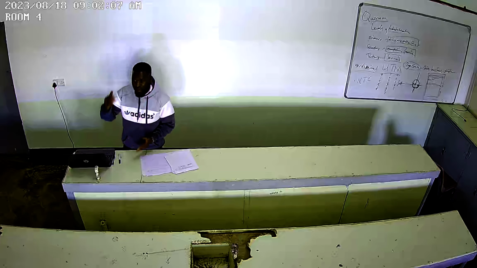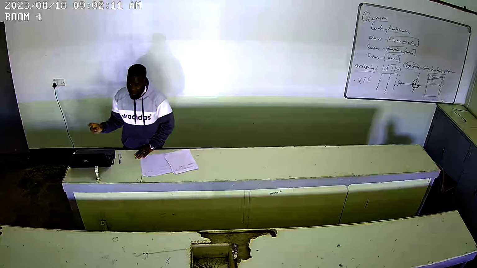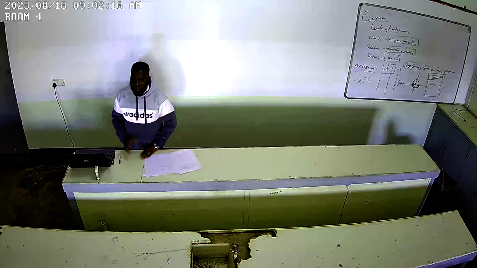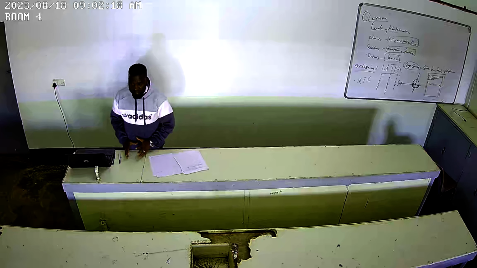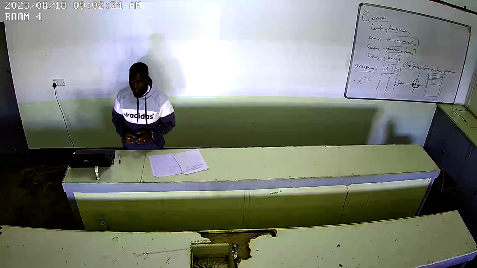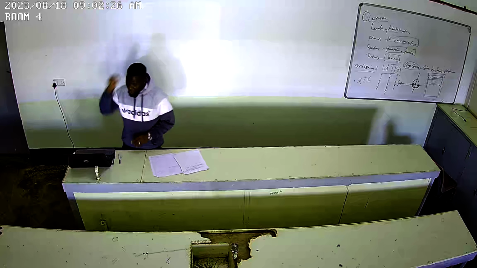So according to the rules guiding your organization or your committee, you always set the minimum number of members that can form a quorum. The minimum number of members that can form a quorum differs from organization to organization, committee to committee. There's no uniformity in this.